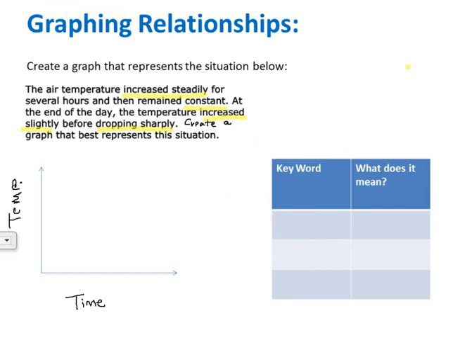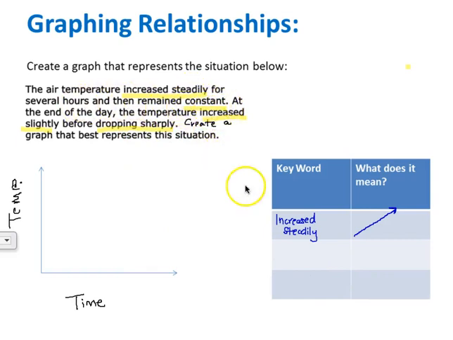So I'm going to write that down in this little chart. And what does increase steadily mean when it comes to graphing something? Well, it means it's increasing, right? And it's increasing steadily, so it's increasing at the same amount over time. So it can look something like that. What's our next key word?